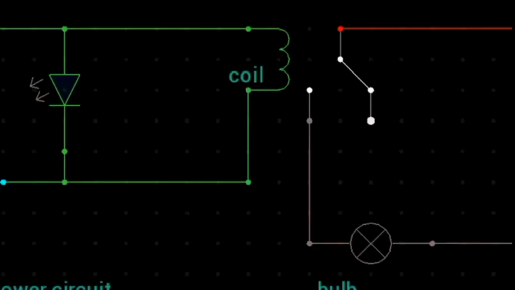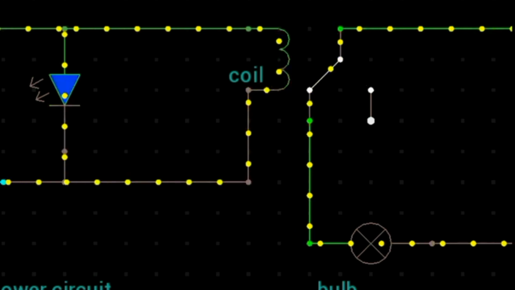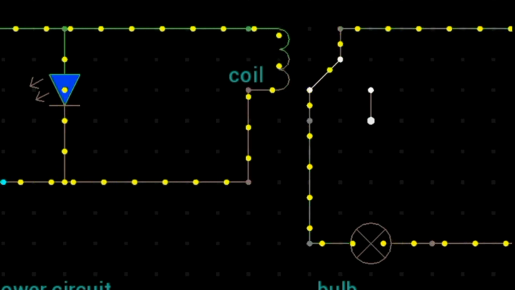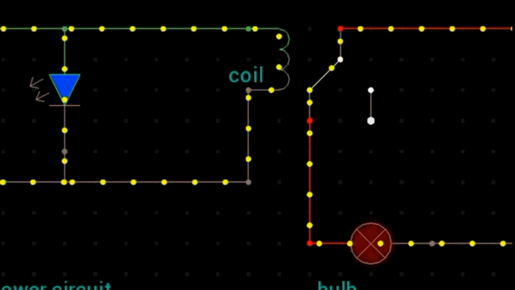This relay is made up of a coil which creates a magnetic field when current passes through it. So, when we apply a small amount of voltage to the relay, it would build up a magnetic field in the coil, which would pull the switch to the closed position, which would then allow current to flow in the other circuit to turn the bulb on.